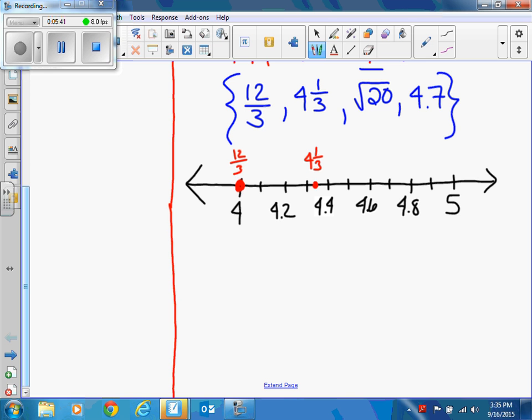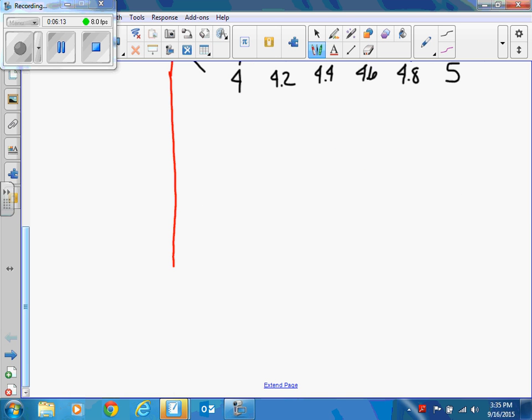Then our next one is going to be 4.47. So there's 4.4, so we're going to be about right there, 4.47. And then finally we have 4.7, and we know that that's right here, 4.7. So we've converted our numbers into decimals, we ordered them, and then we were able to graph them on a number line.